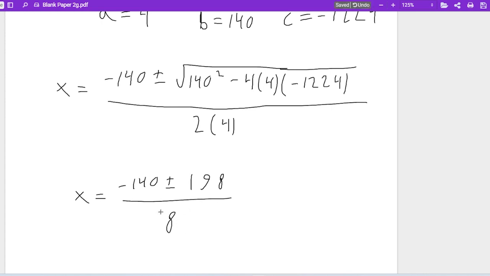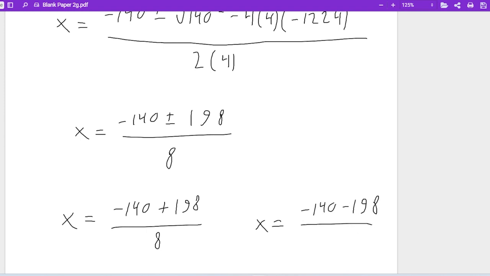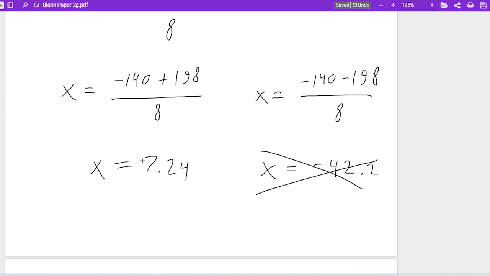And once again, what I need to do here is split this apart into two different equations. x equals negative 140 plus 198 over 8. And then x equals negative 140 minus 198 over 8. And let's see what I get when I plug both of these in my calculator. For the first one, I get x equals 7.24. And for the second one, I get negative 42.2. Once again, this deck cannot have a negative distance, which means the negative one is out. And the answer is going to be 7.24 feet.